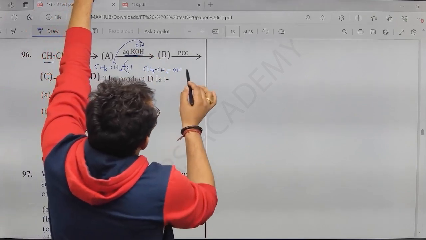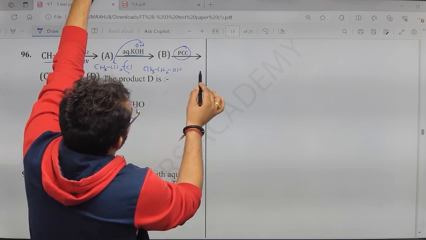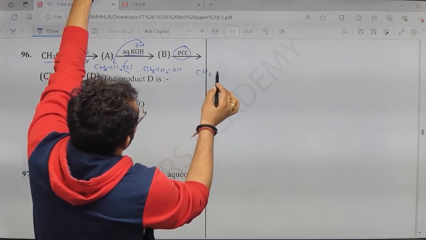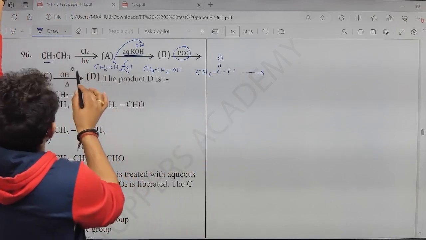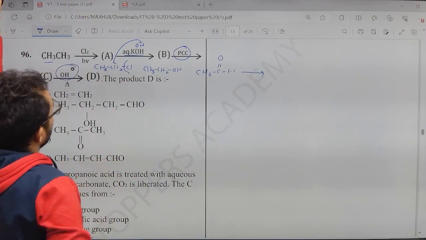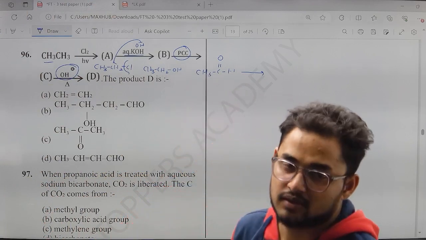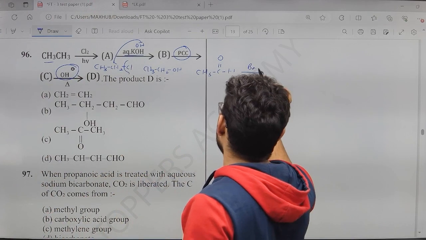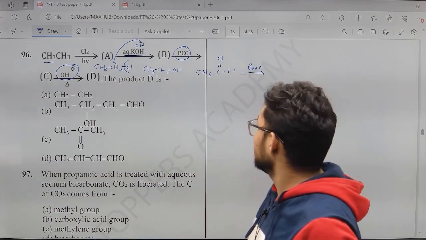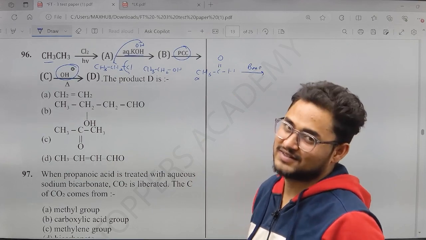Now PCC, it is a 1 degree alcohol and a weak oxidizing agent. It will provide you aldehyde. And now you know OH minus, that means base. Okay. So what is going to happen? It is an aldehyde having alpha hydrogen, so aldol reaction, right?